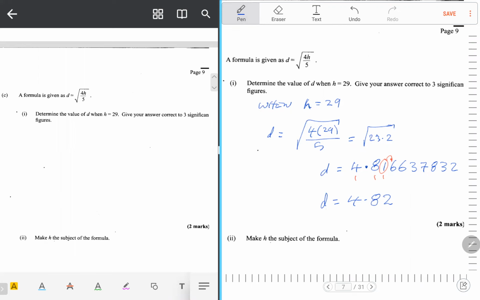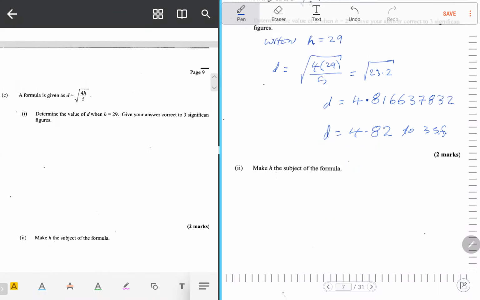4.82 to 3 significant figures. And basically that will be it. That will be the answer if you corrected it to 3 significant figures.